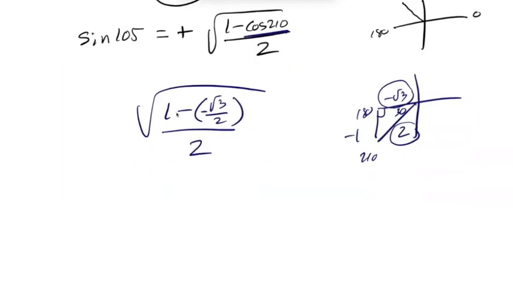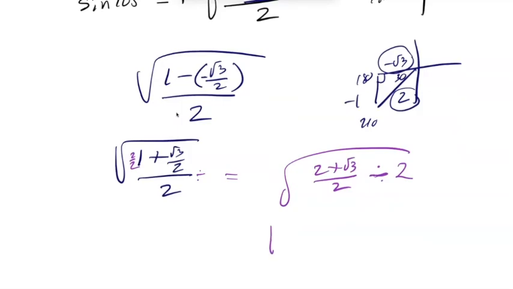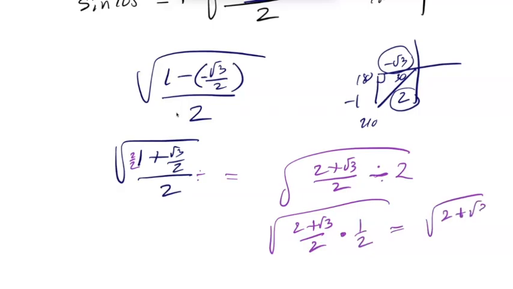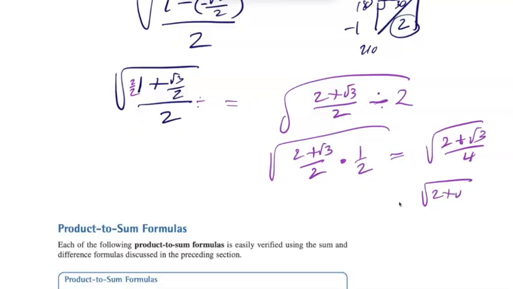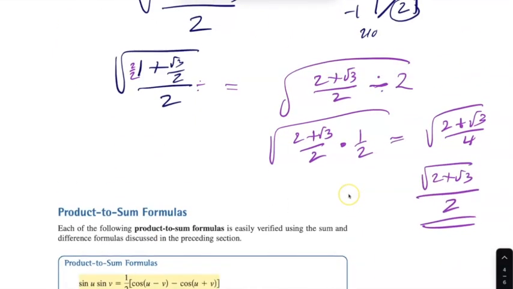And then we can simplify this. That's the same thing as 1 plus rad 3 over 2, over 2. Common denominator, we get square root of (2 plus rad 3 over 2), and after we write this, we're dividing by 2. So remember when you divide, you just multiply by the reciprocal. 2 plus rad 3 over 2 times 1 over 2 is 2 plus radical 3 over 4. And we actually can simplify that because I know the square root of 4 is 2. We get square root of 2 plus radical 3, all over 2. That's what sine of 105 equals.